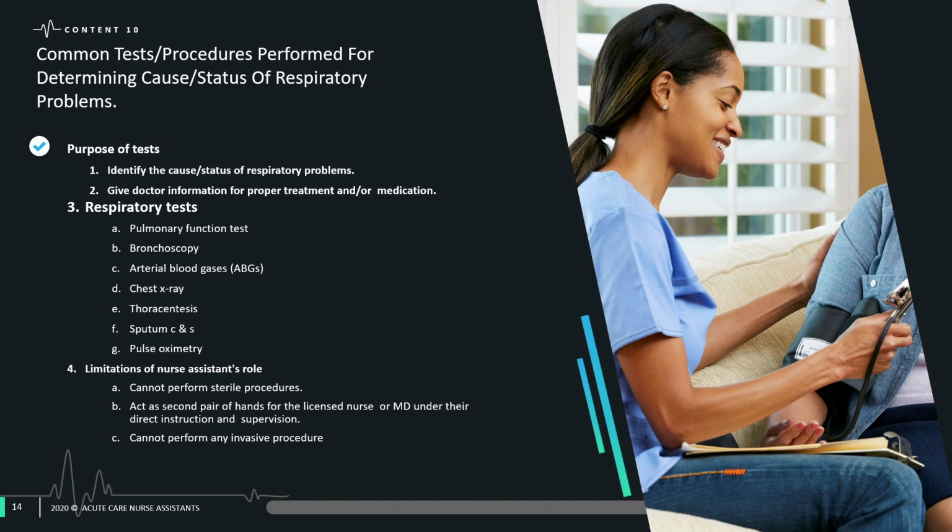Limitations of the nurse assistant's role: cannot perform sterile procedures. Acts as a second pair of hands for the licensed nurse or MD under their direct instruction and supervision. Cannot perform any invasive procedure.